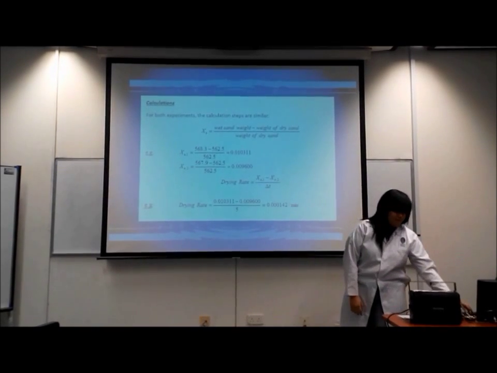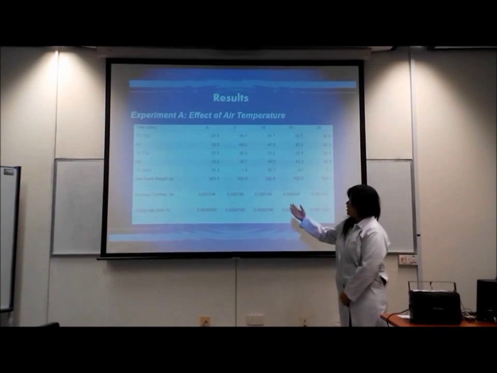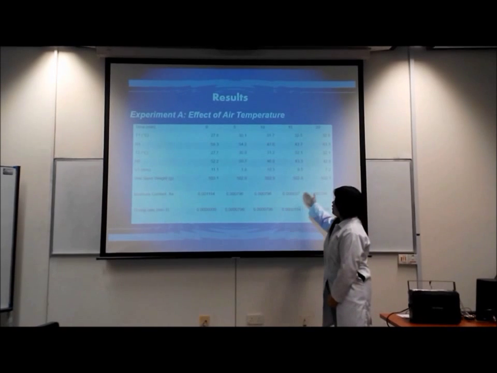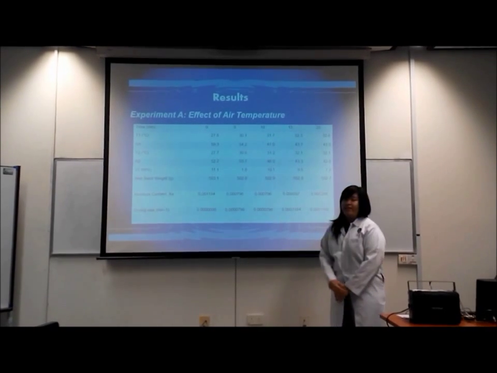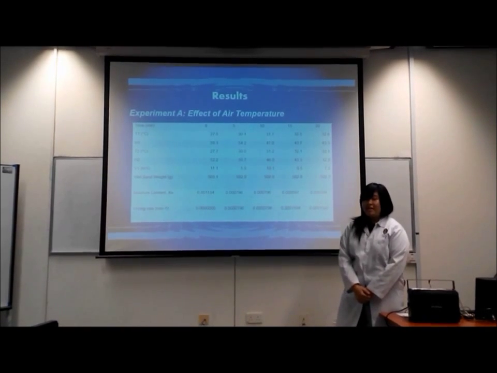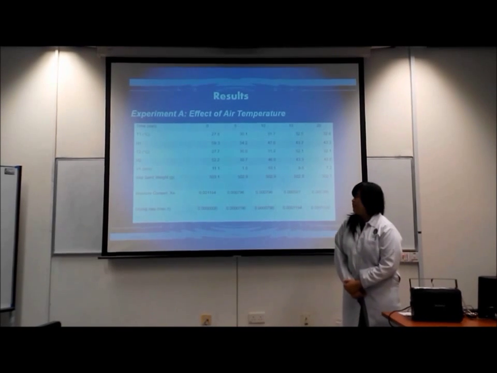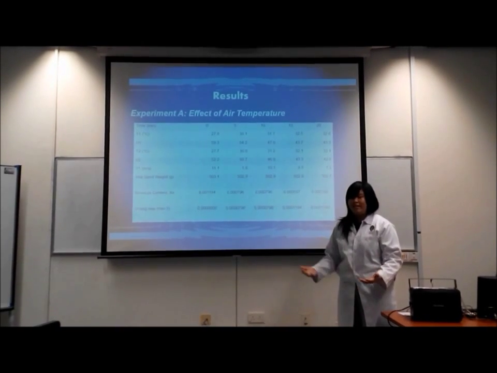After we have finalized the calculations, we can further tabulate our results into this form with moisture content and drying rate. The objective of our experiment is to find the effect of air temperature on drying rate. So we have to plot 3 graphs for this experiment. First, we have to plot moisture content against time.